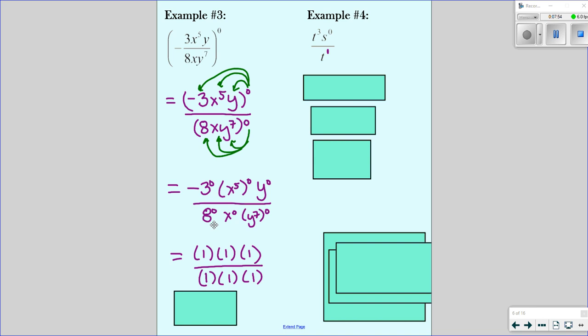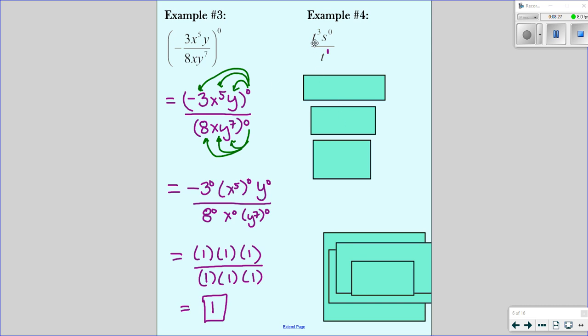The first one is going to be 1. X to the 5th to the 0 power is 1. Y to the 0 power is 1. All of them 1, 1, 1, 1, 1. You simplify 1 divided by 1 gives you 1. So instead of doing all of this work, anytime you have any base or anything that's in parentheses raised to the 0 power, your answer is 1. So you wouldn't have to do all of that work. This would be the only thing you need to put, 1, because you're raising it to the 0 power.